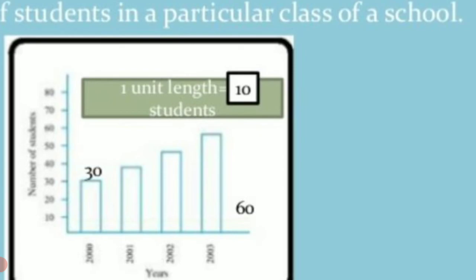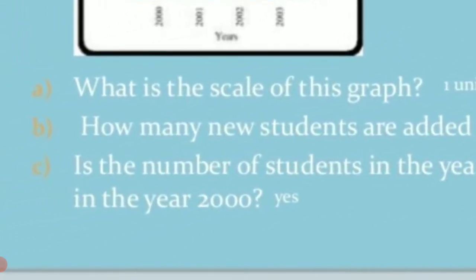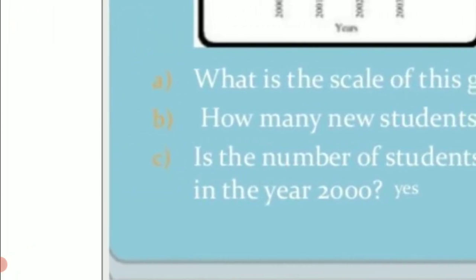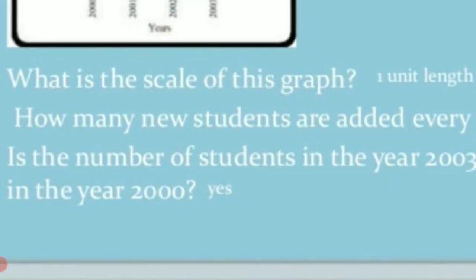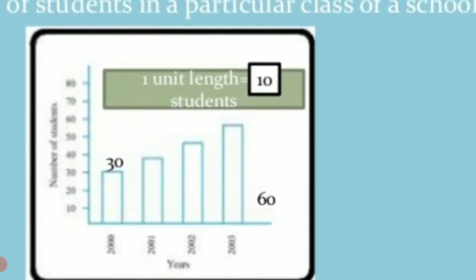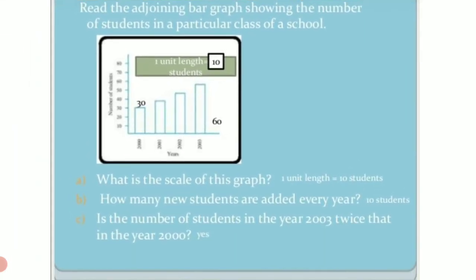In the year 2000 it was 30, then it became 40, then it went to 50, and then finally in the year 2003 it became 60. So every year there is an increase by 10 students. Okay, so how many new students are added every year? 10 students are added. Is the number of students in the year 2003 twice to that of the year 2000? Let us check, children. In the year 2000, you can see 30 students were there, but in the year 2003 it became 60 students. So it is just double of that. Is the number of students twice? Yes, it is twice. Okay.